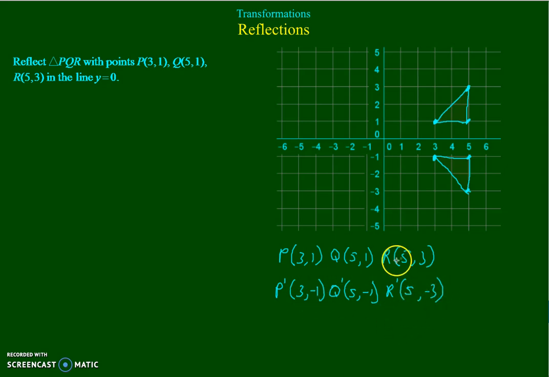So the transformation notation for a reflection in the x-axis is going to be, (x, y) goes to (x, -y). So we take the same x value that gets copied, we take the y value, and we change its sign. And that is a reflection in the x-axis.